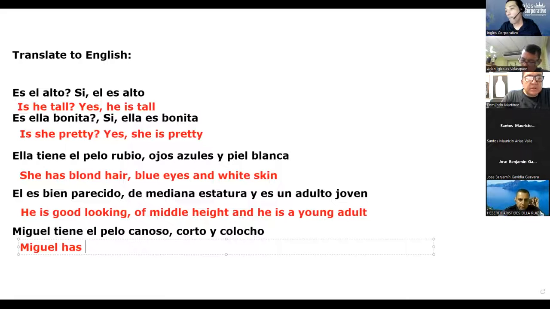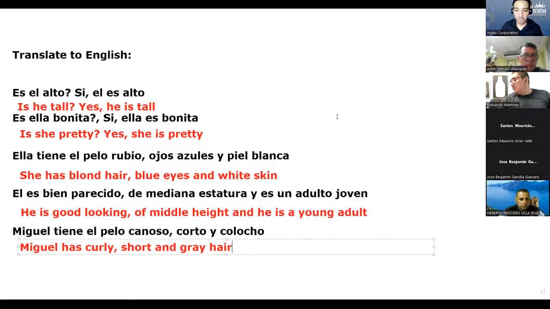Miguel has short, curly, gray hair. Curly, short, and gray hair. Yep. As simple as that. Okay.